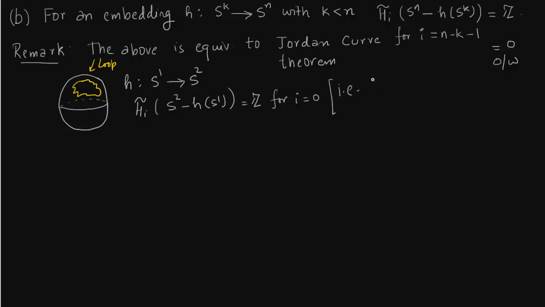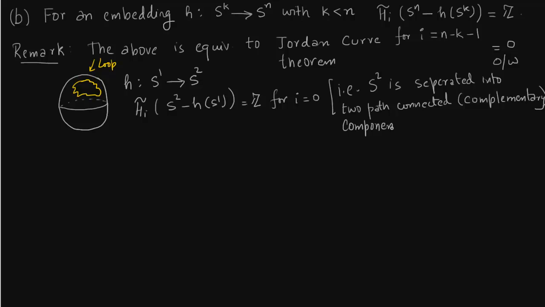So this means that, in particular, the reduced group H0 tilde of S2 minus h(S1) is equal to Z, so the unreduced H0 of S2 minus h(S1) is Z plus Z. Now the Z plus Z means that this S2 is separated into two different path components. These two components are path connected and complementary, each of them producing the corresponding Z. So H0 is Z plus Z, or H0 tilde is just a single Z. So this is what the Jordan curve theorem is.